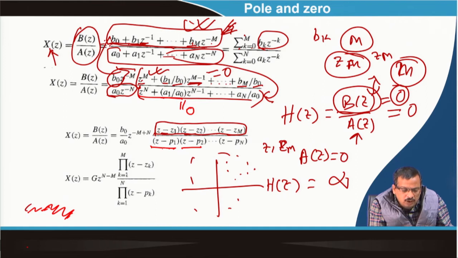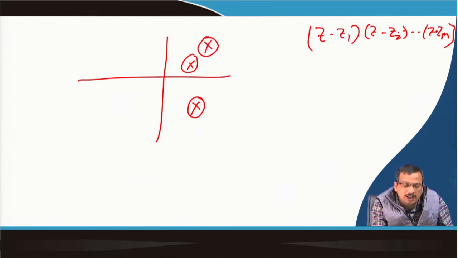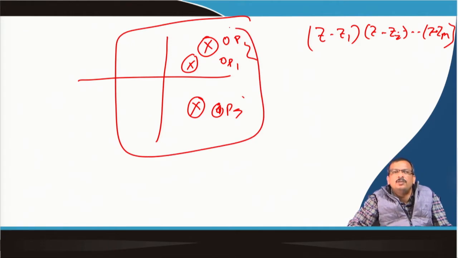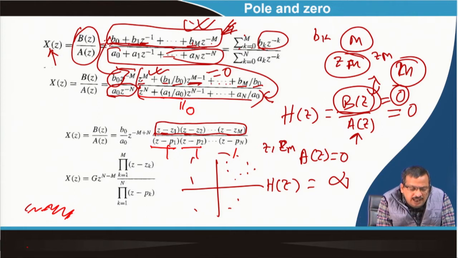So, I can show that p1, p2, pn are the poles of the transfer function. Let us say a pole is represented by a circle. So, this is p1, this is p2, this is p3. All those are poles in the z plane. So, I can analyze the transfer function and determine the pole positions of the transfer function in the entire z plane.